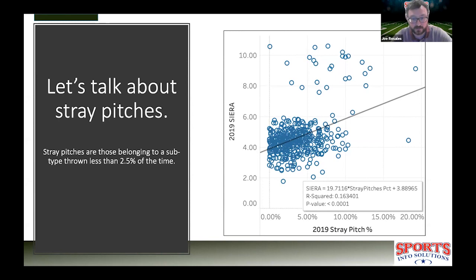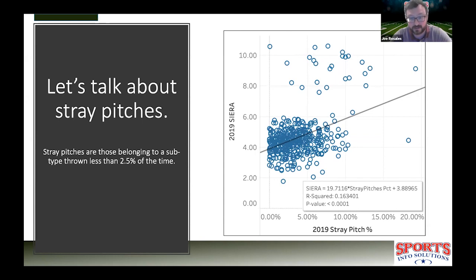So here, with this plot, we're looking at total stray pitches as a percentage of the total number of pitches that a pitcher threw in 2019, and again looking at that against SABR. Again, same sort of relationship: the more individual strays a pitcher throws, generally speaking across the league, the worse their performance.